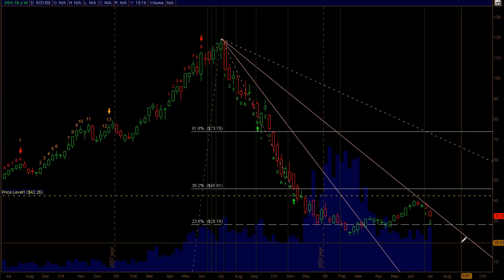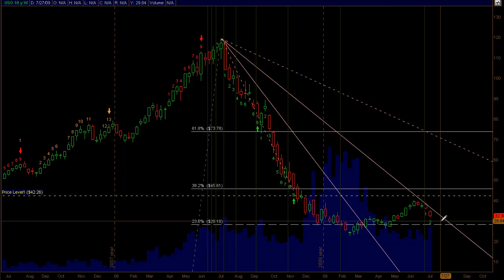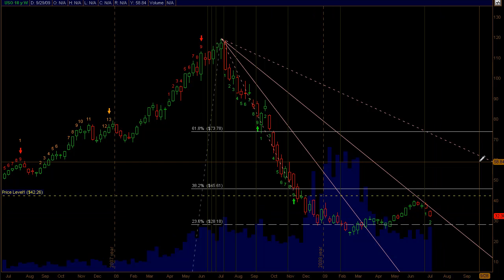This is USO weekly chart, and it's probably going to struggle with that Fibonacci fan for a while, but then it's definitely going to go up because dollar really has to collapse at one point, not just yet.